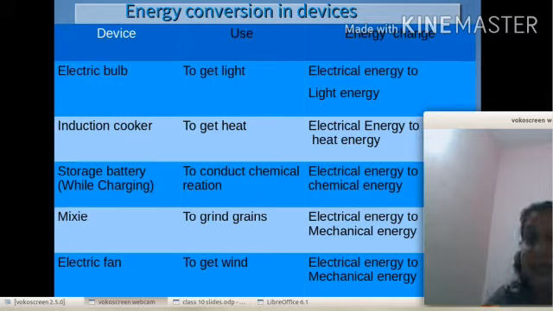But when we use the mobile phone batteries, or when we use the storage batteries of vehicles, this chemical energy is converted to electrical energy. While using, that means while discharging a battery, chemical energy is converted to electrical energy.